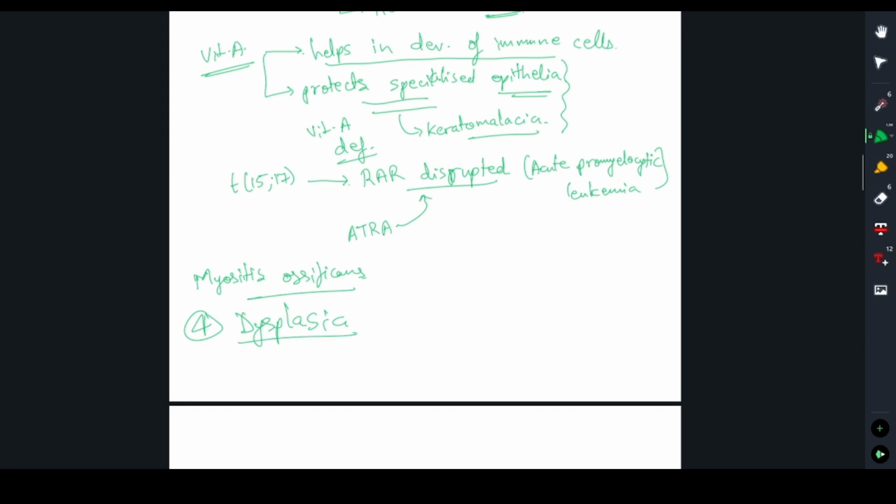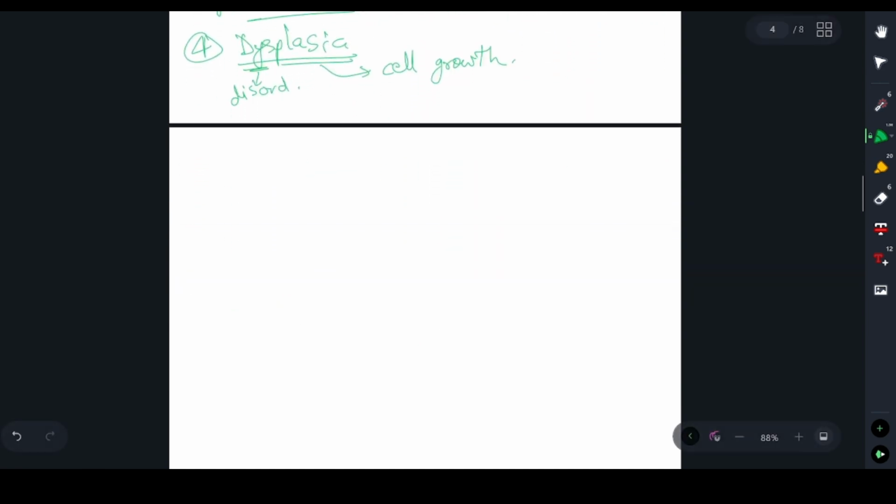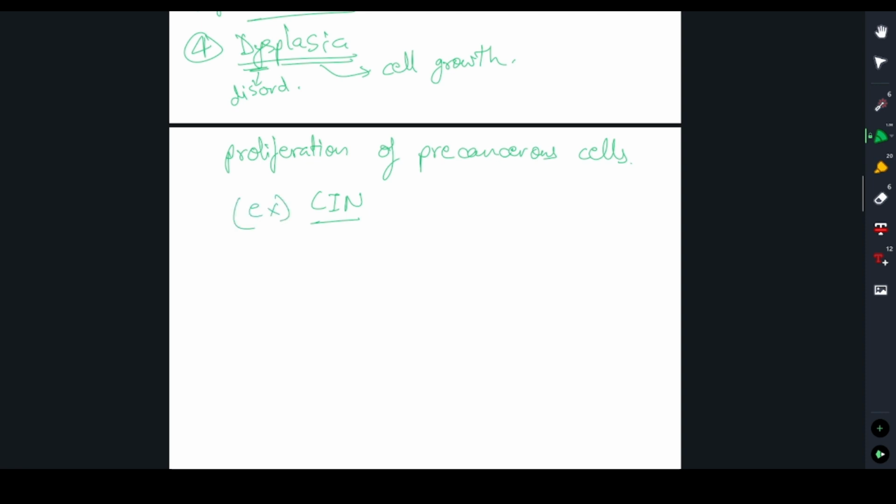Dysplasia, if you break this word, dys is for disordered and plasia is referring to cell growth. So if there is disordered cell growth, that is referred to as dysplasia. What do you mean by it? Dysplasia in simple terms refers to the proliferation of precancerous cells, right? Which you can see in the case of CIN, let's say, which is cervical intraepithelial neoplasia. So in that case, you can see there is proliferation of precancerous cells.